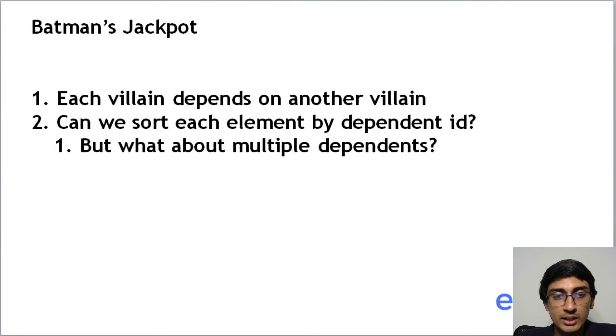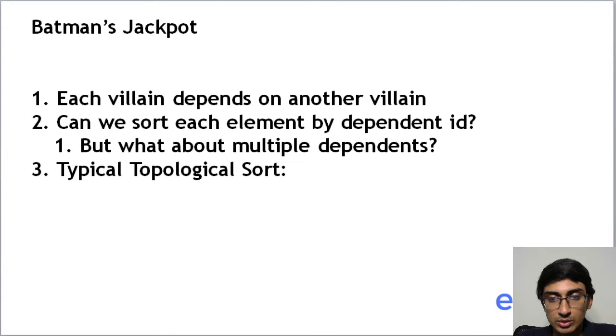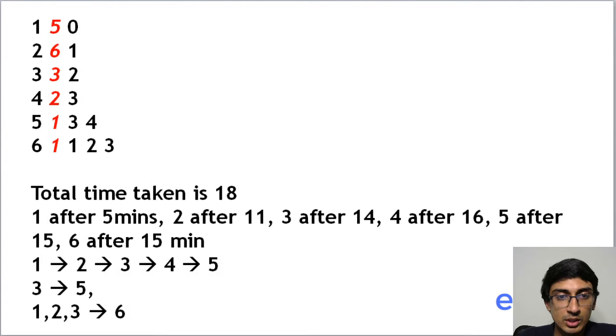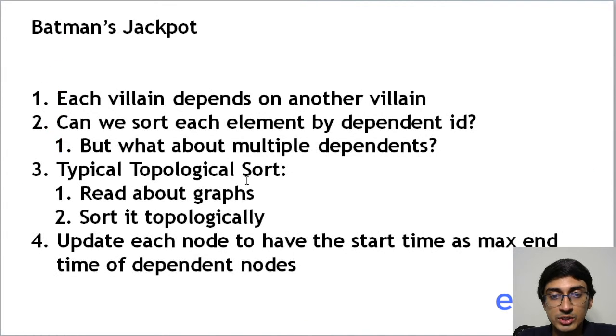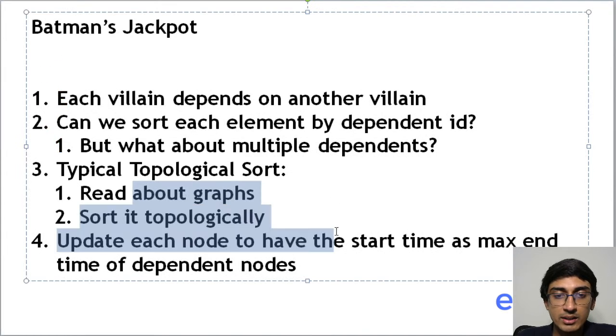That's why there is something called a topological sort. What a topological sort does is sort all of the elements as per the dependent IDs. You start with the source, and you know the source over here, which is 1, because it has 0 dependent IDs. You start with that, and then you start mapping out that unless 1 is finished, 2 can't start; unless 2 is finished, 3 can't start, and so on. So that your order of calculation is always correct. What I mean to say is, first read about graphs, and then try to sort it topologically.